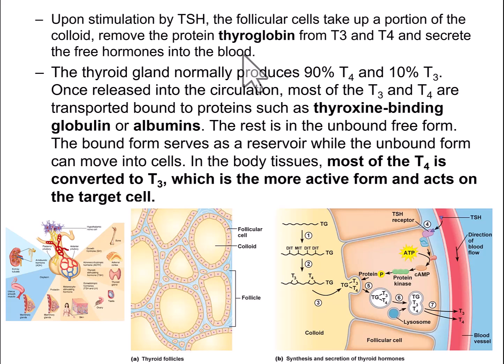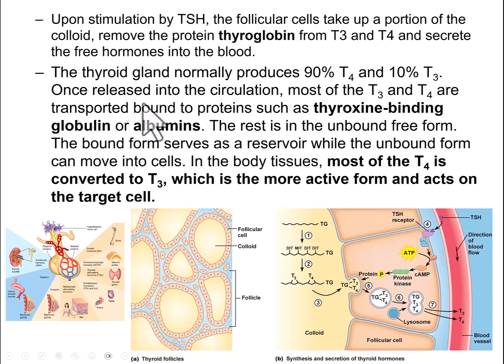So as a recap, upon stimulation by TSH, or thyroid stimulating hormone, the follicular cells are going to take up a portion of the colloid by endocytosis, remove the protein thyroglobulin from the T3 and T4, and secrete these free hormones into the blood. You want to make sure you star this. The thyroid gland normally produces about 90% T4 and 10% T3. But remember, what's the more active form? It's T3. So most of that T4 is going to be converted over to T3 in the tissue cells.